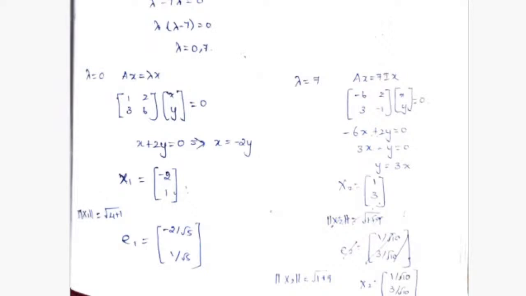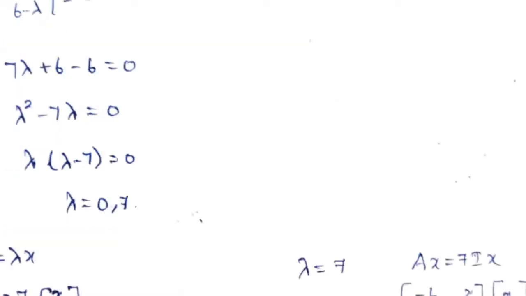Here, A is equal to [1, 2; 3, 6]. We have to find P inverse AP. Here, P is nothing but, as we have already seen, the matrix formed by linearly independent vectors, that is, eigenvectors which are linearly independent form the matrix P. We have to find P, and then we have to find P inverse AP.